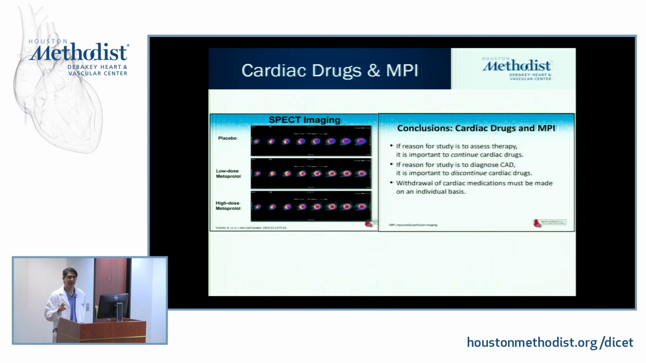On the flip side, if they already have known CAD and you're using the test to identify their risk based on how much ischemia they may have, a lot of times we do this on medical therapy, because regardless of what your test results show, these patients will be on anti-ischemic medical therapy. So in that patient population, it is okay to go ahead and stress on nitrates and beta blockers, because you actually want to know their prognosis based on the therapy they already are on. So again, it's individual. You do have to think about it a little bit, but the decision is not too difficult.